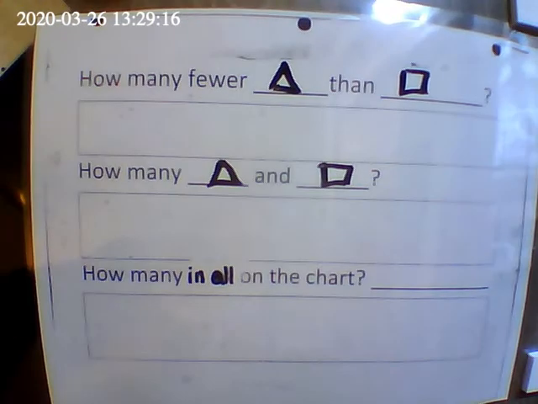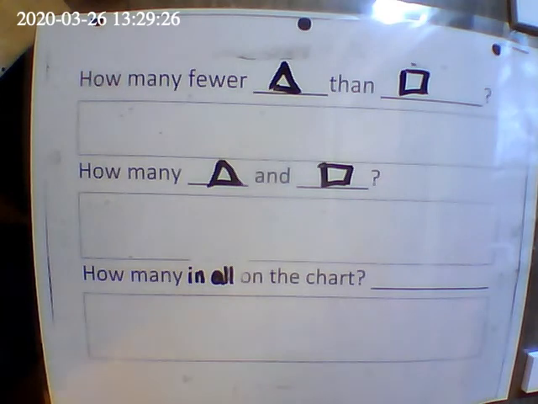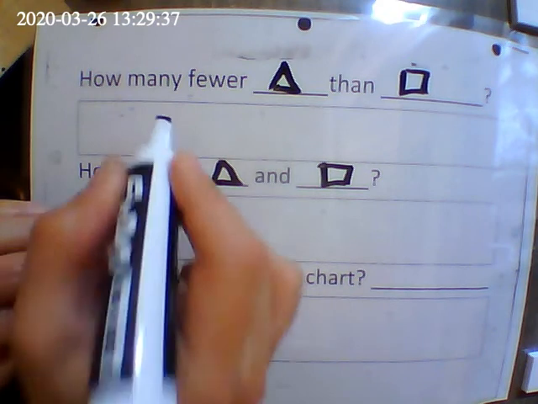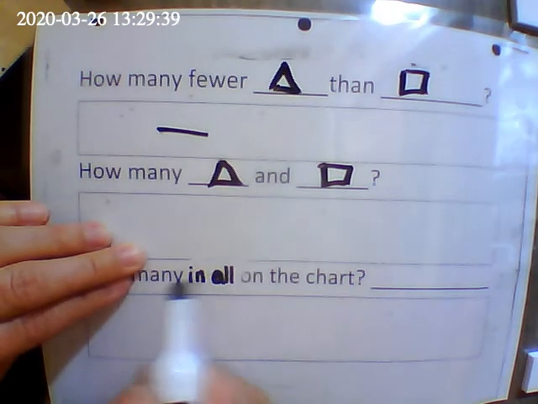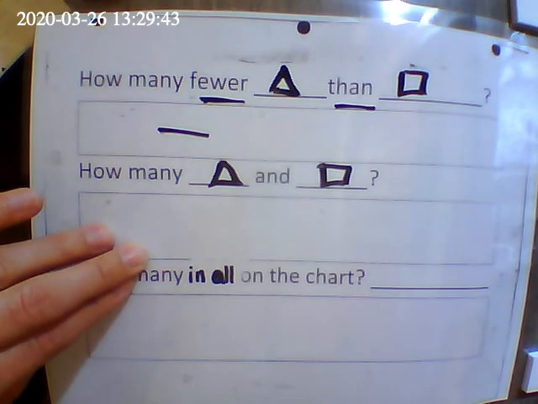And on our last chart, we have how many fewer triangles than squares. So once again, we have to figure out, are we adding or subtracting? Are we putting more together or finding the difference and taking away? Well, we are going to subtract, and the words that tell us that are fewer and than again. We're comparing to find the difference.